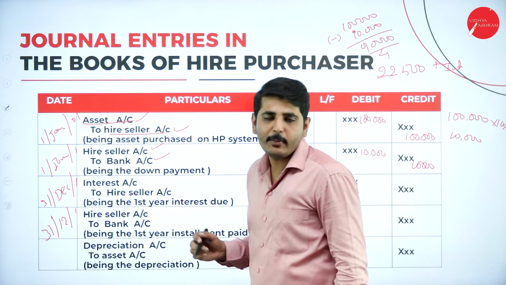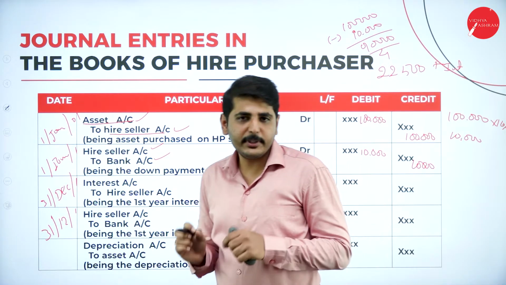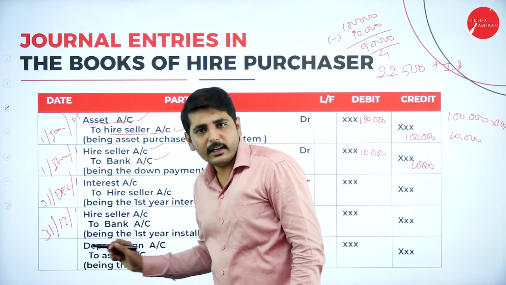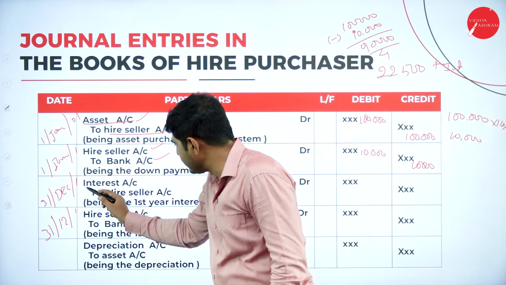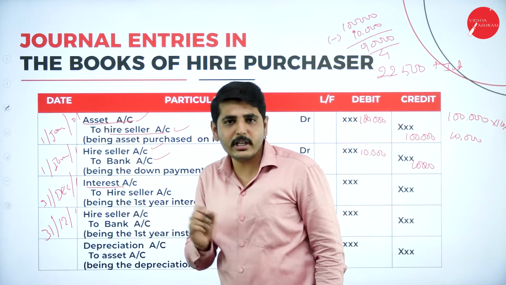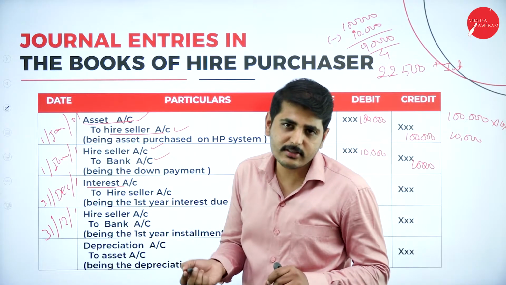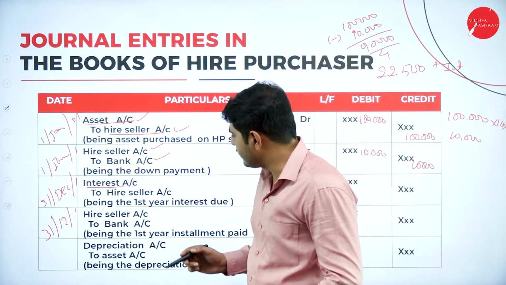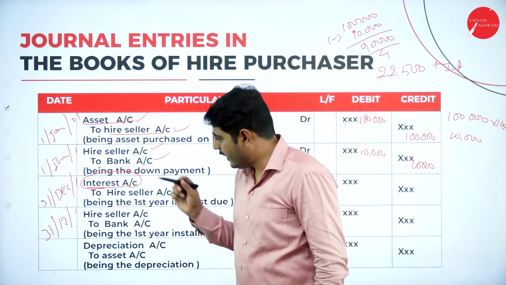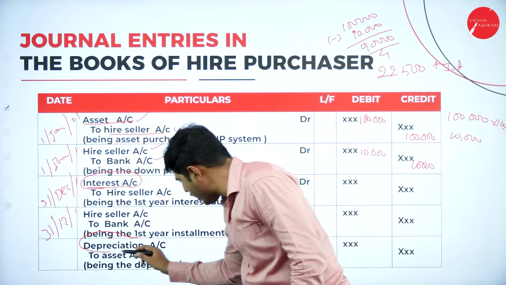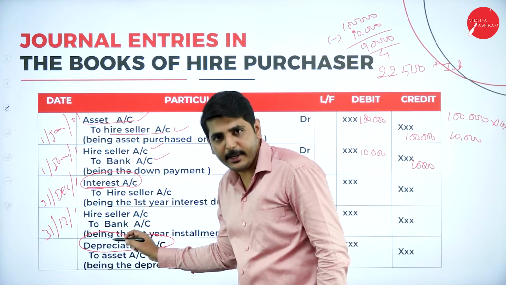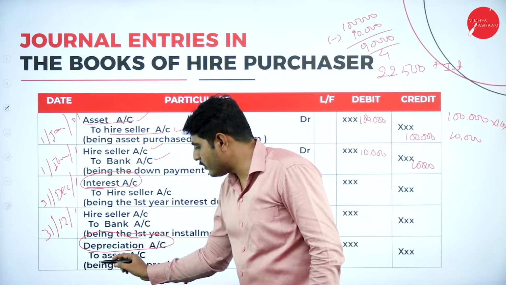Next, after the installment is paid, we have to calculate the depreciation of the asset. Journal entry for calculation of depreciation. See here, why is interest debited? Because interest is a loss. What does the nominal account rule say? Debit all expenses and losses, credit all incomes and gains. When I pay interest to the hire seller, interest is a loss to me. Like that, depreciation is also a loss for me. That's why depreciation is debited. So depreciation account to asset account.